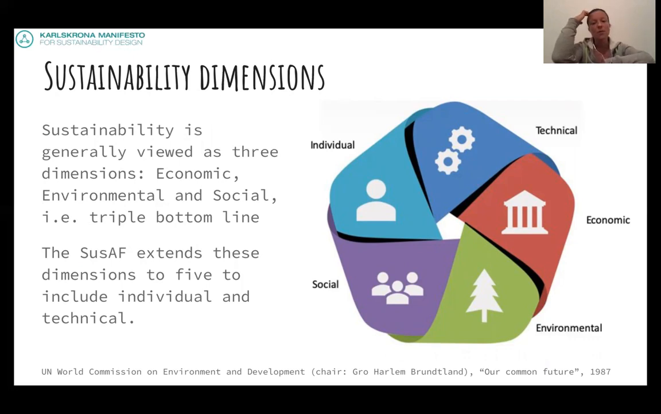So from the Brundtland Report, you may have heard about the 3 pillars before, which is the economic, environmental, and social dimensions. They are also often referred to as the triple bottom line. Now, the Sustainability Awareness Framework extends these to 5 dimensions, including the individual and the technical one. And these came into being because in order to have a functioning society, we need sustainable individuals first. And as we are trying to talk about software systems and discuss their long-term impact, we need a technical dimension as well.